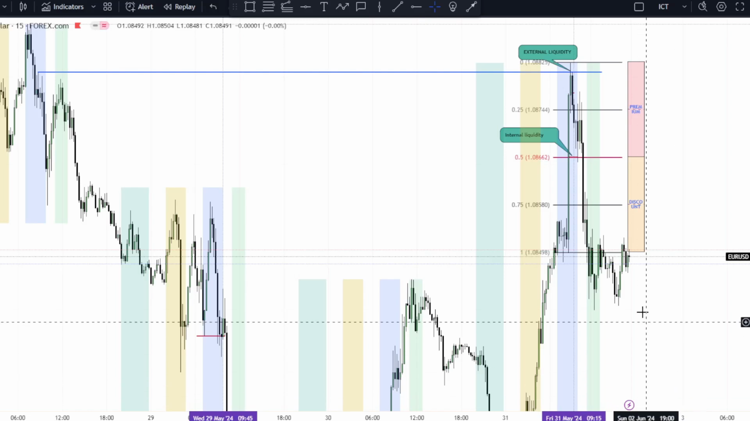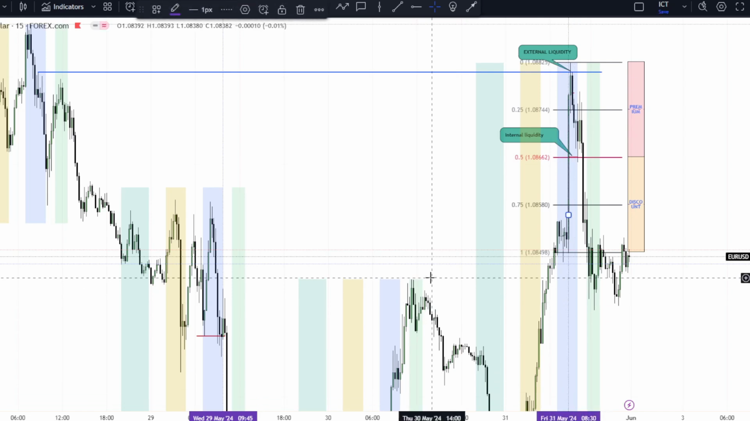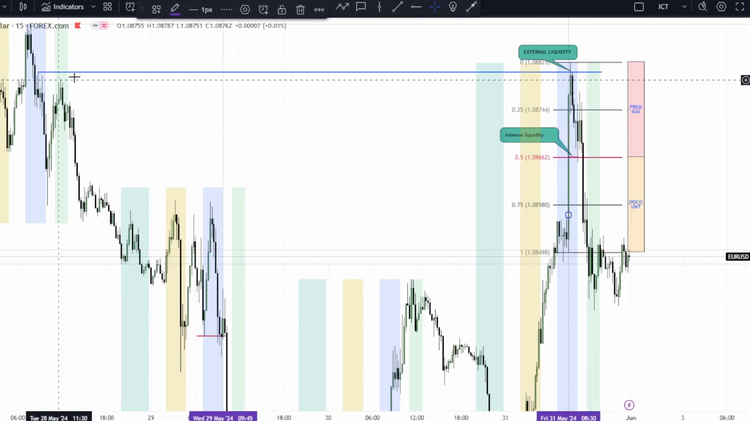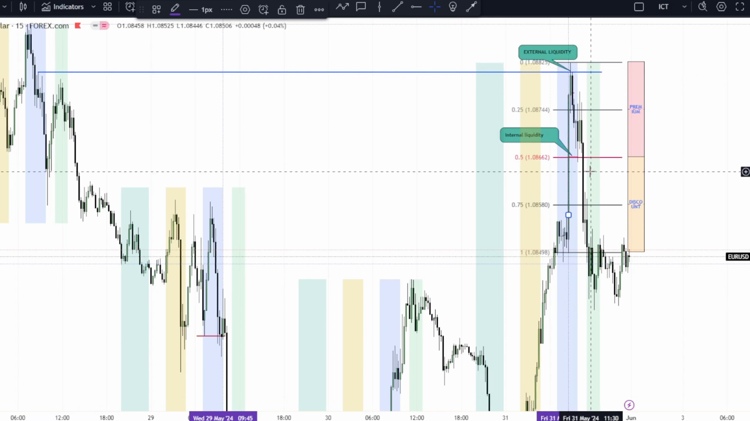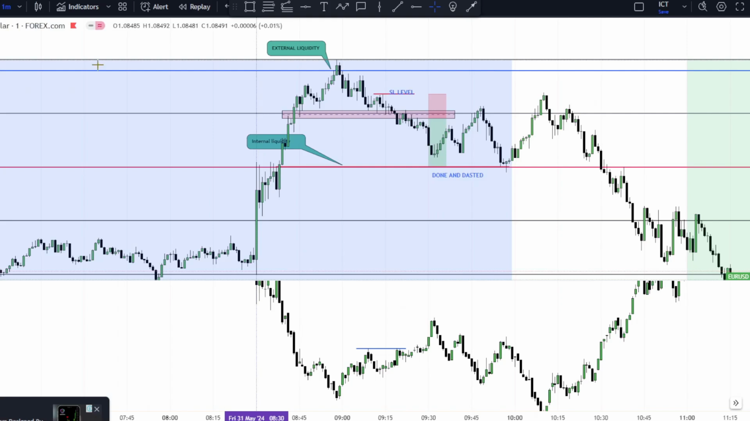Let's see an example for a reversal trade pattern. On this day, after the 8:30, price took the old high here and reversed. So after the 8:30, price respected this external liquidity. Then we will move on to the lower time frames.